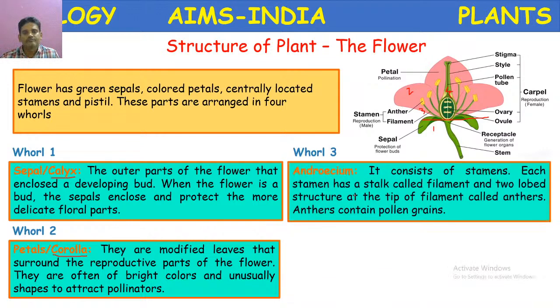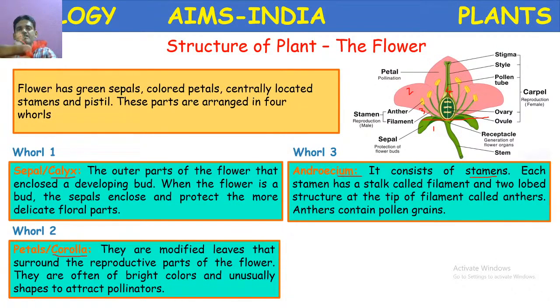Next, third whorl. The third whorl is the first internal whorl, that is androecium, or we can call it stamens. Androecium consists of stamens. These are the male reproductive parts of the flower. Each stamen has a stalk here. See, in different flowers, different kinds of arrangements are there. So here, if you see this hibiscus flower, the stamens are arranged like this.